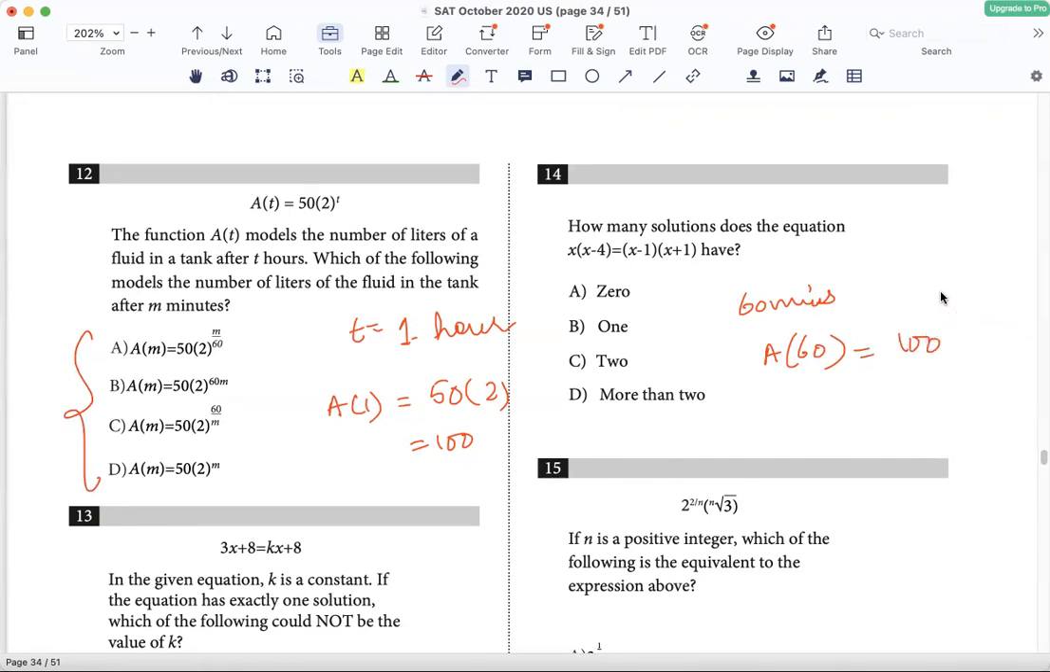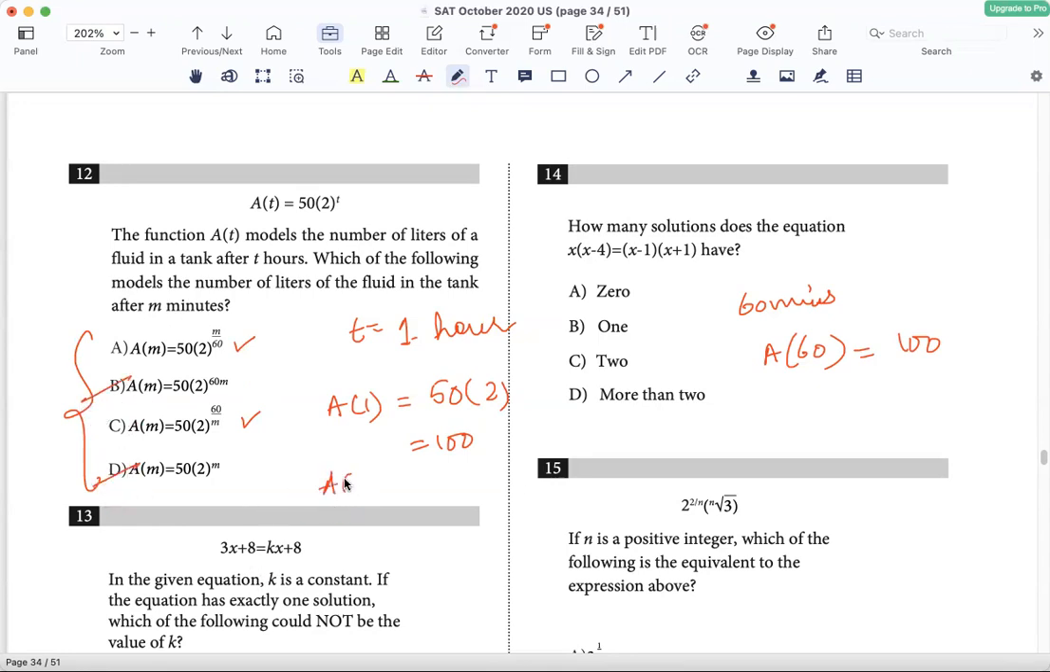Because the number of liters after 1 hour or after 60 minutes would be the same. So when we put m equal to 60, which one gives us 100? So this one and this one does, right? So we can cancel B and D.